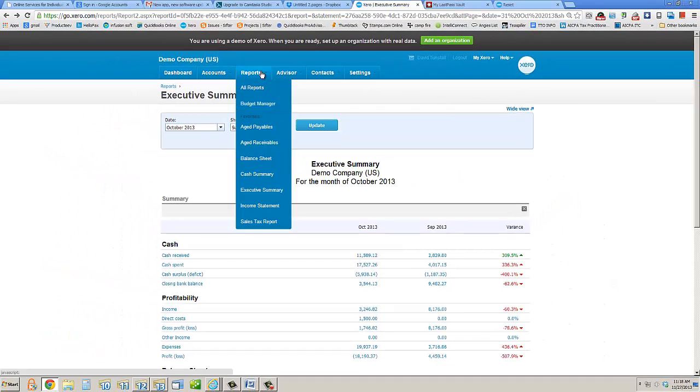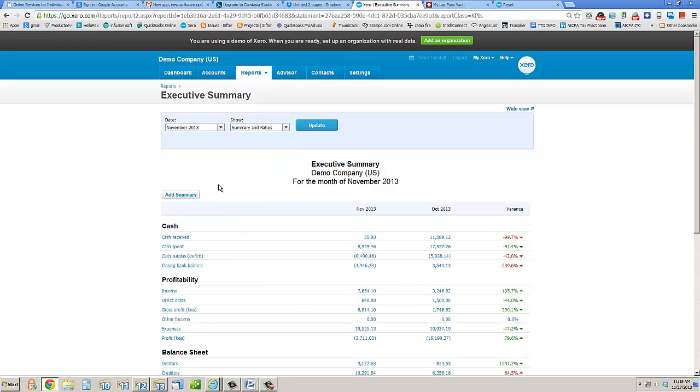Well, again, this is on the executive summary, and it's a really good framework to go over if you're a client, to go over with an accountant, and vice versa.